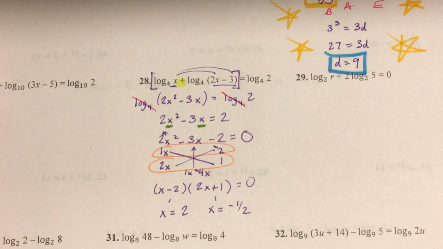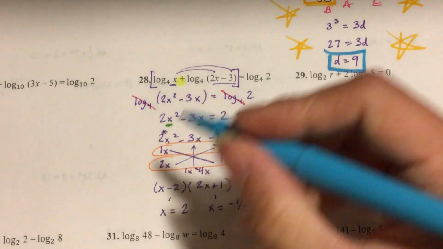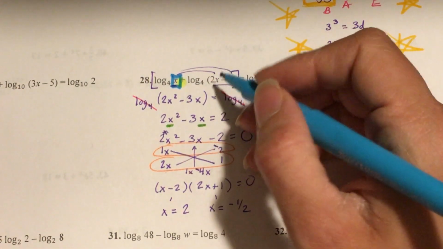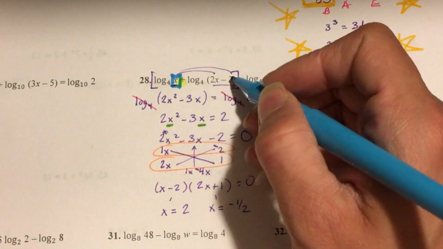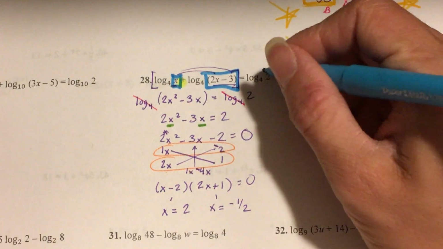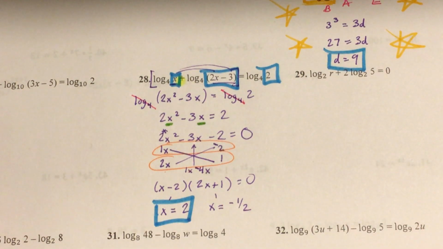Now, checking these both in all three answer parts of the log in the original problem: is 2 greater than 0? Sure is. Is 2 times 2, which is 4, minus 3, which is 1, greater than 0? It sure is. And 2 is greater than 0. So, bam, x equals 2 is a solution.